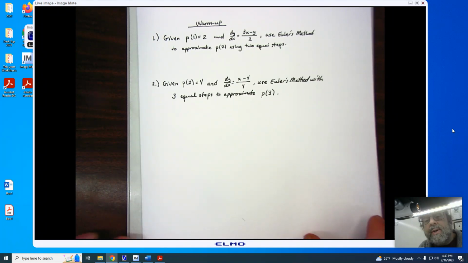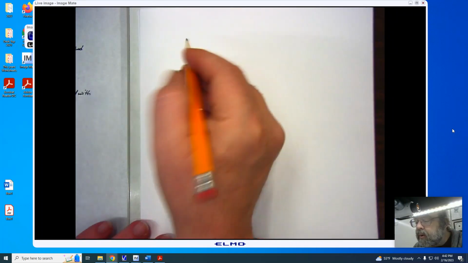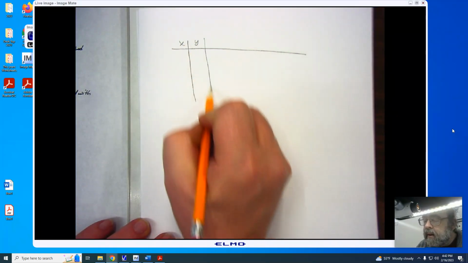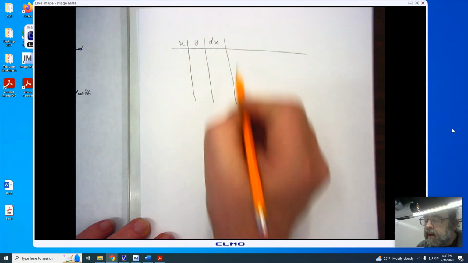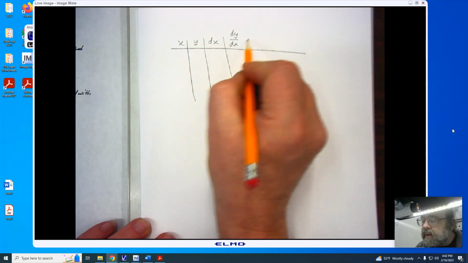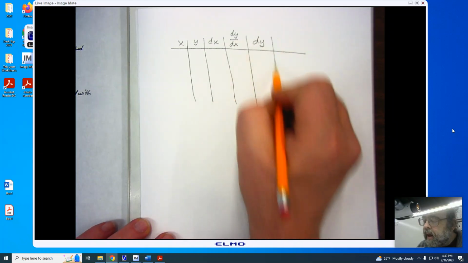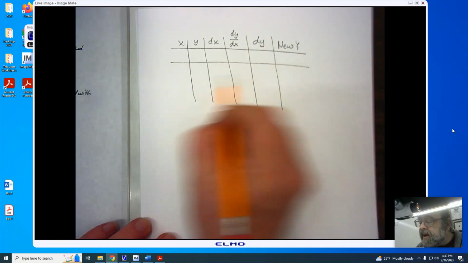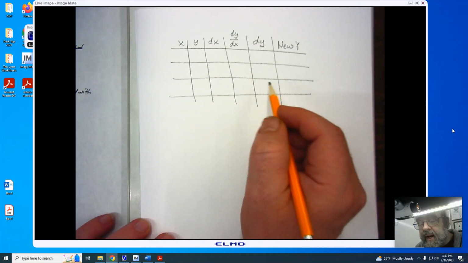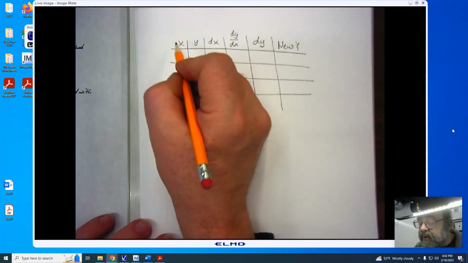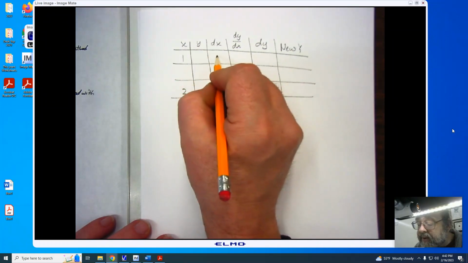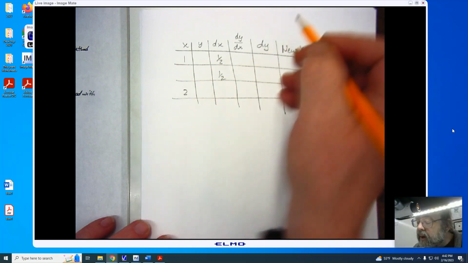The way we're going to do this is we want to start off with the chart. The chart is consistently made every single time. You start with x, then y, then dx, dy dx, dy, and I like to add new y. This is so that I can see what I'm adding, and it makes it a little easier for me. They say to use two equal steps. So if I'm starting at 1 and trying to get to 2 in 2 steps, each step has to be 1/2 in length. This is our delta x.